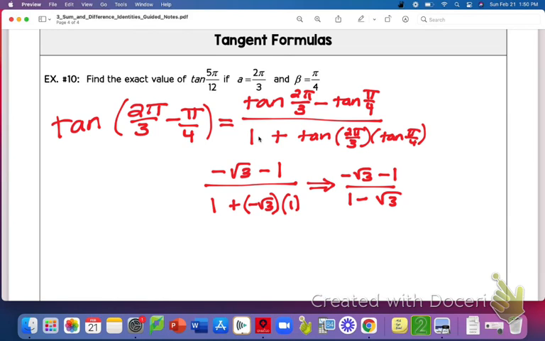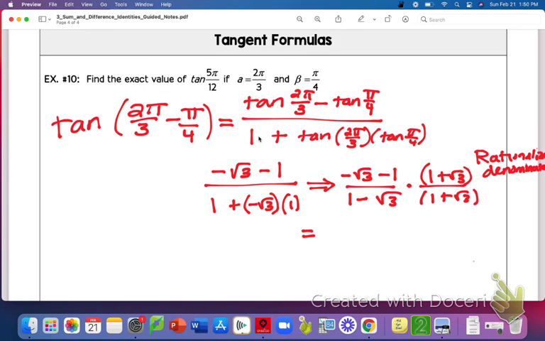Okay, but it's bad math practice, right, to have a radical in your denominator. So we need to rationalize the denominator. How do we rationalize the denominator? Well, we multiply by the conjugate in this case, because I have a binomial down here. So 1 plus √3, 1 plus √3.